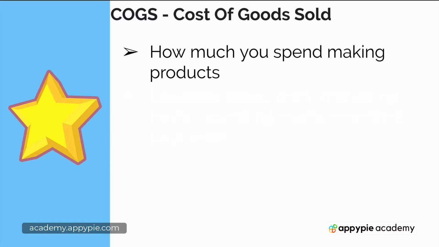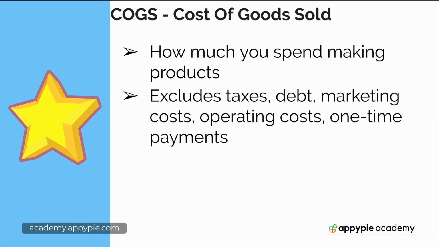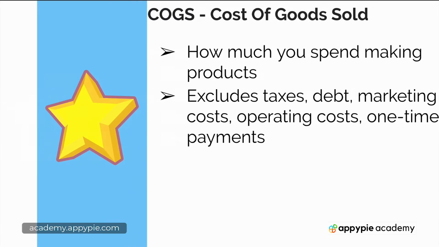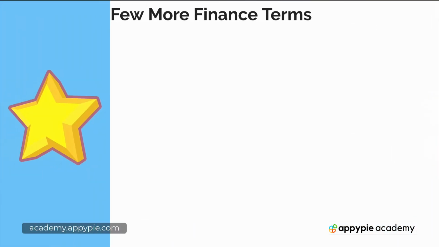And it does not include taxes you might have to pay, debt you owe, marketing costs, operating costs to run the business, or any kind of one-time payments. It's just how much you spend making your product. So keep that in mind. We're going to use it in a second. And let's go over a few more finance terms.